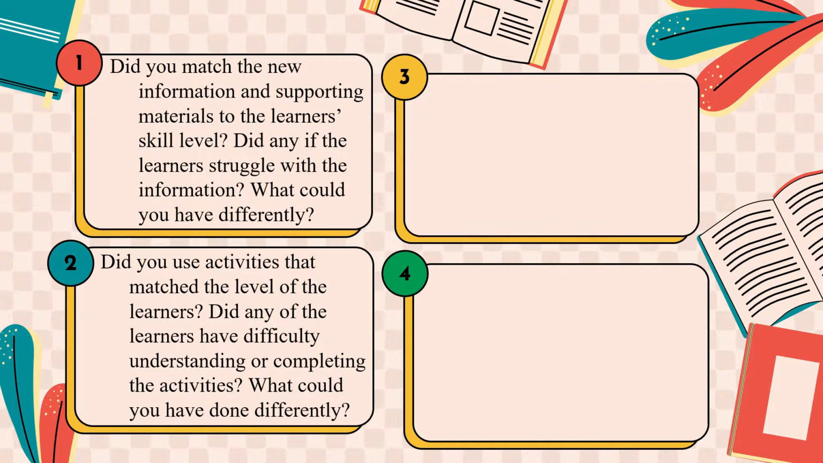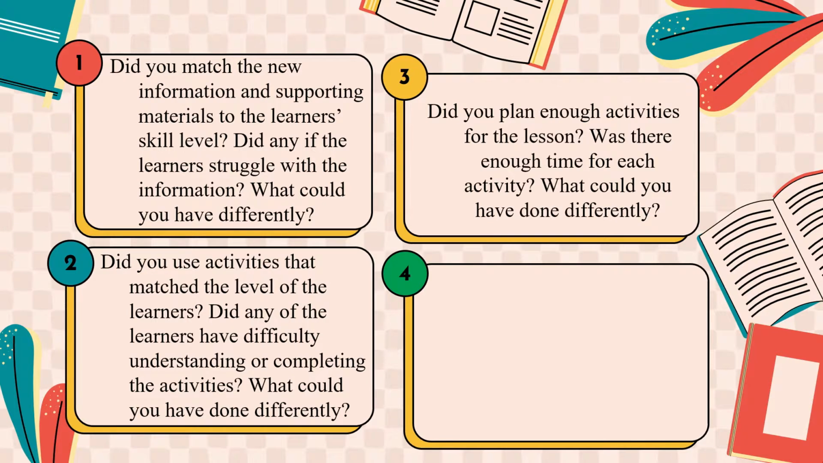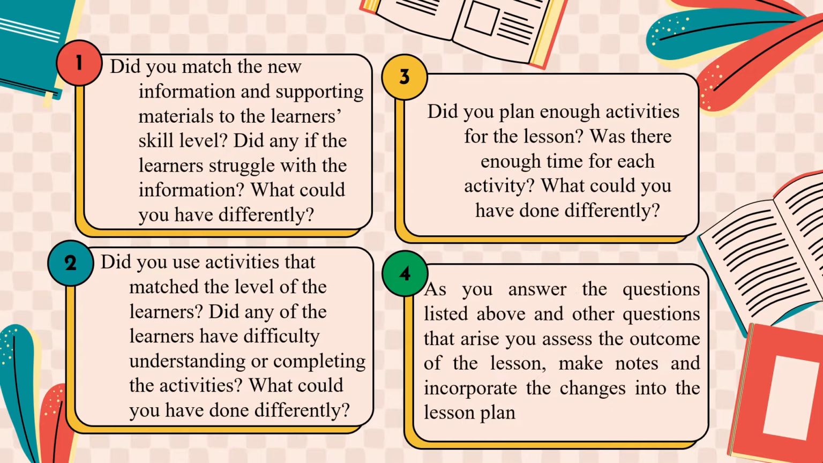Number 2, did you use activities that match the level of the learners? Did any of the learners have difficulty understanding or completing the activities? What could you have done differently? And number 3, did you plan enough activities for the lesson? Was there enough time for each activity? What could you have done differently?